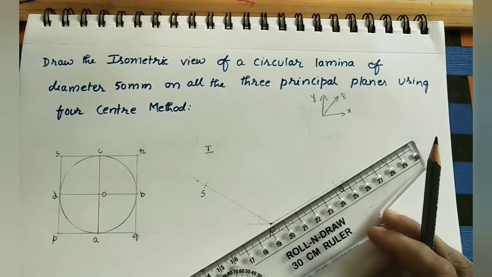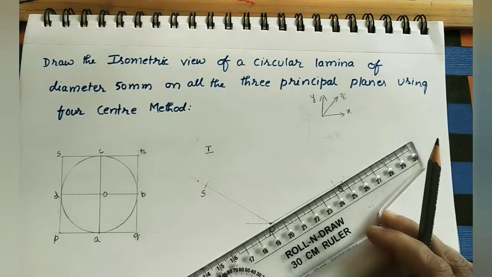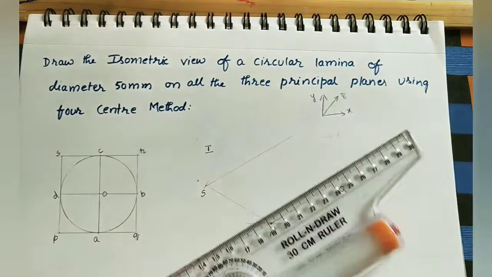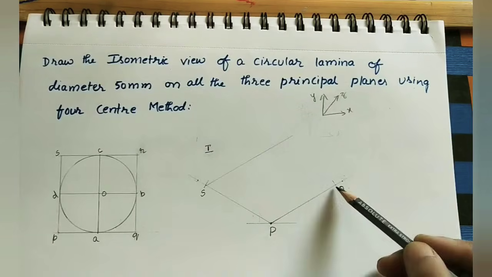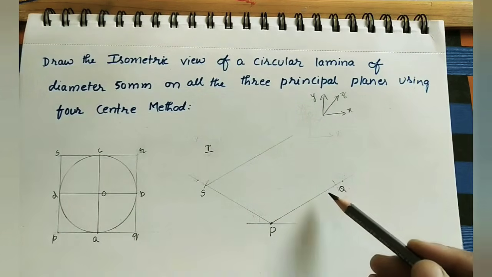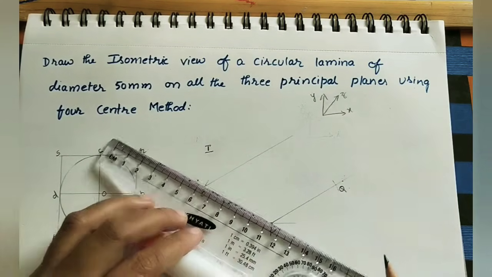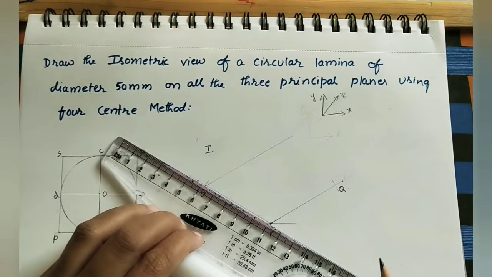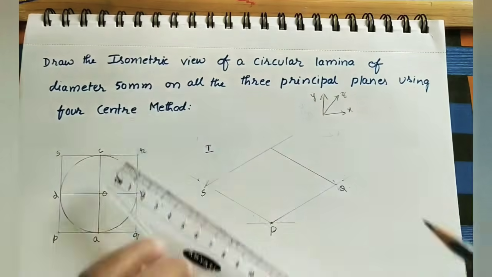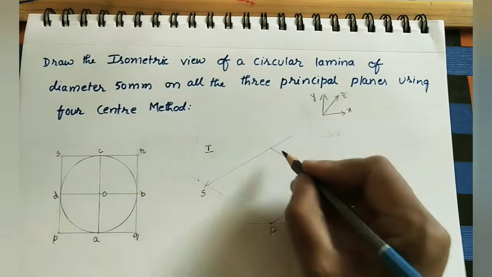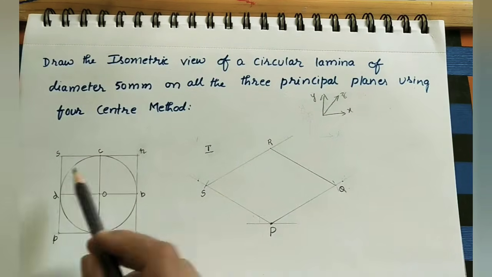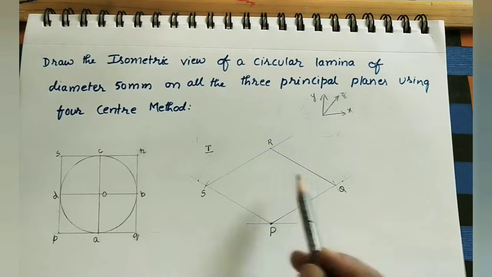For getting the parallel line, I am using a roller scale. Keep the scale here, move the scale up to S and draw the line. Similarly, at Q, draw the QR line. This line is parallel to PS, so the QR line is parallel to PS. Keep the scale here, move the scale. This intersection point is R. Here in the orthographic view we have one square. It is looking like a rhombus in the isometric view.